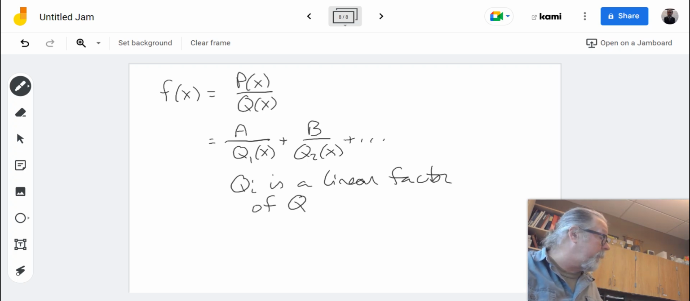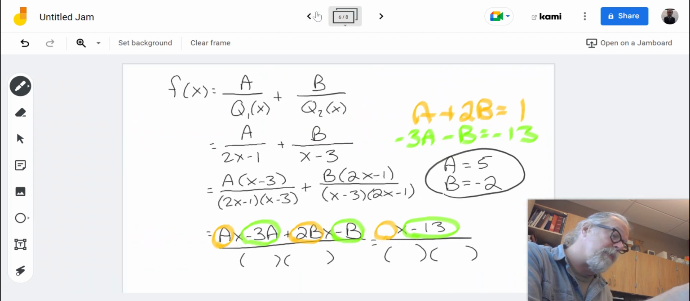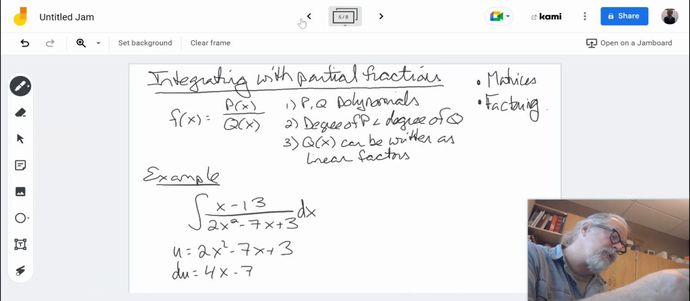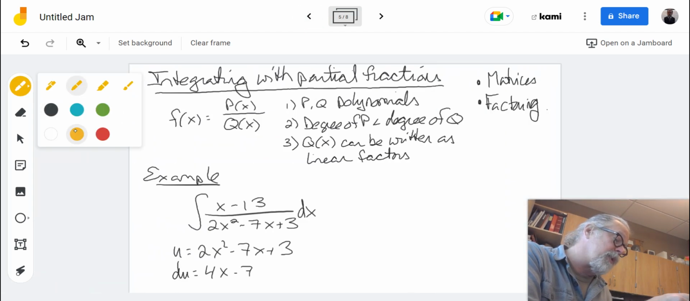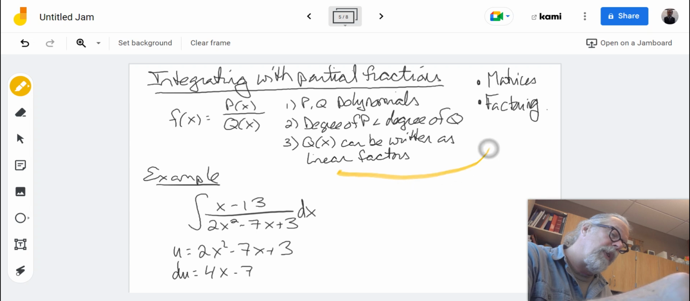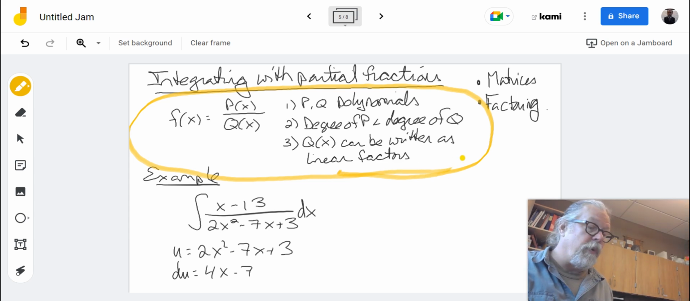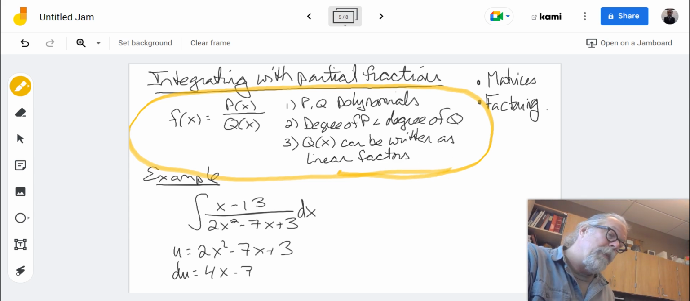Okay, that is the method of partial fractions. Please remember the restrictions on this method. When do I use this method? I use this method when these three things are true of my function. And that is it.